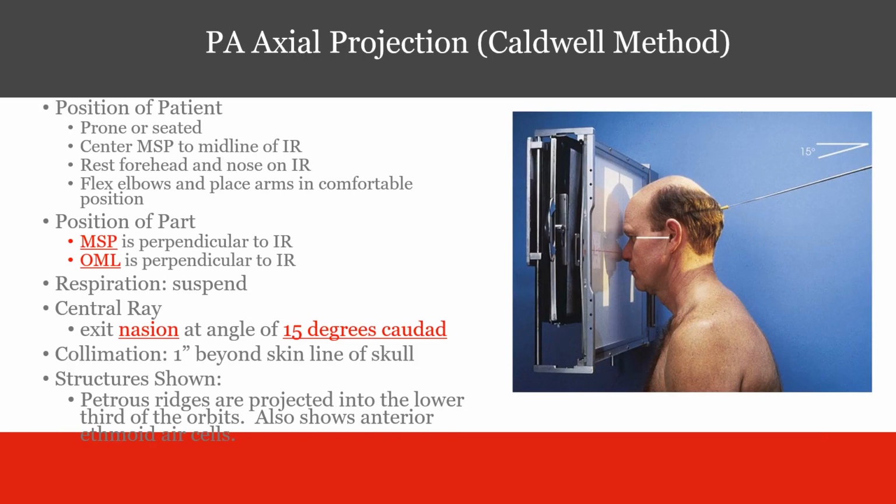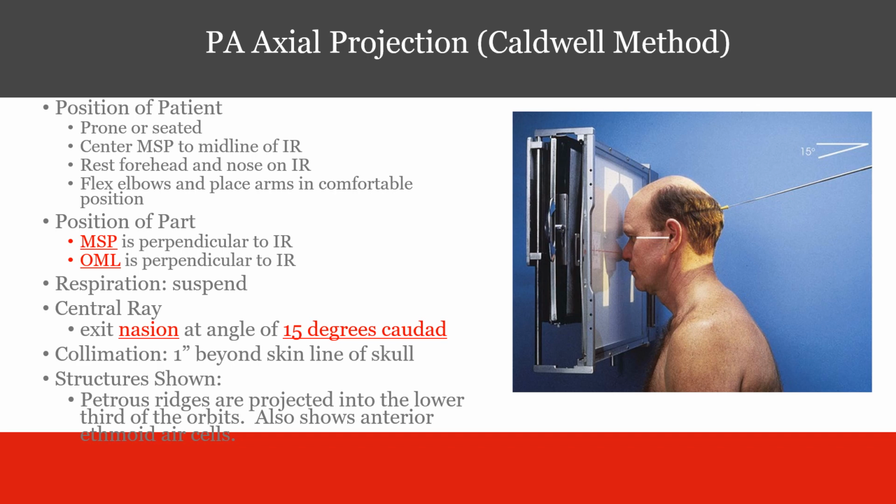For the PA axial projection, Caldwell method, the position of the patient, the position of the part, and the respiration are the same as they were for the PA projection. The difference is the central ray is going to exit the nasion at an angle of 15 degrees caudad. Our collimation should be 1 inch beyond the skin line of the skull, and we're going to have the petrous ridges projected into the lower 1/3 of the orbits. This also shows the anterior ethmoid air cells.